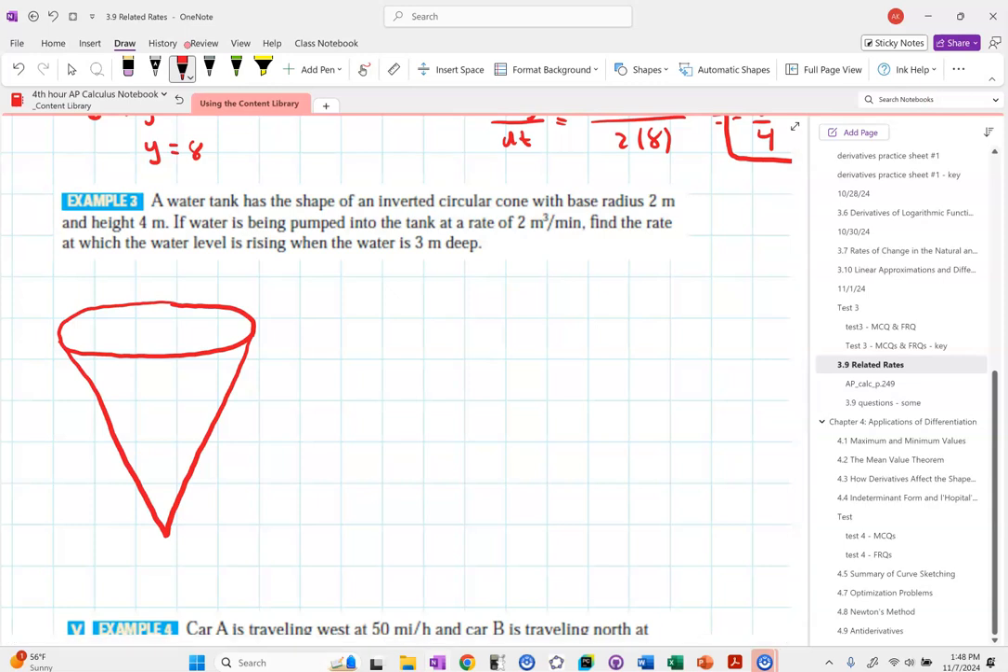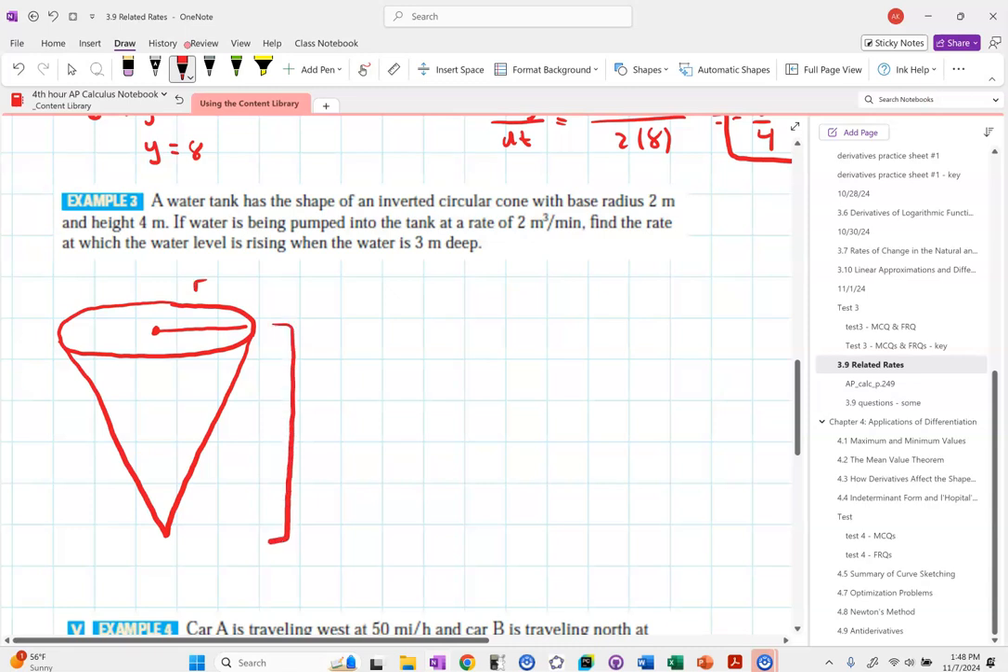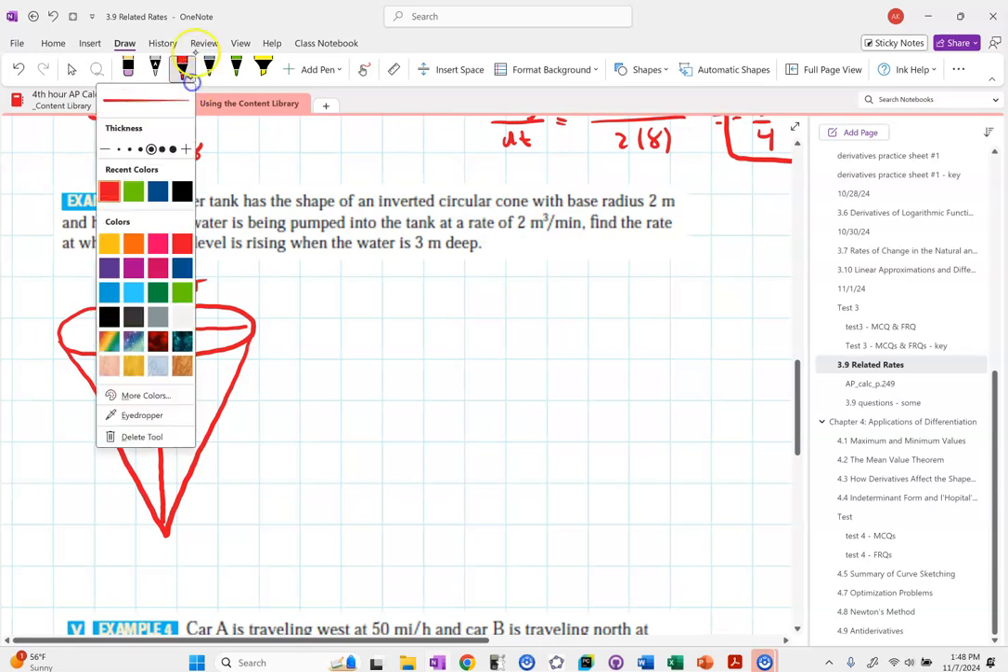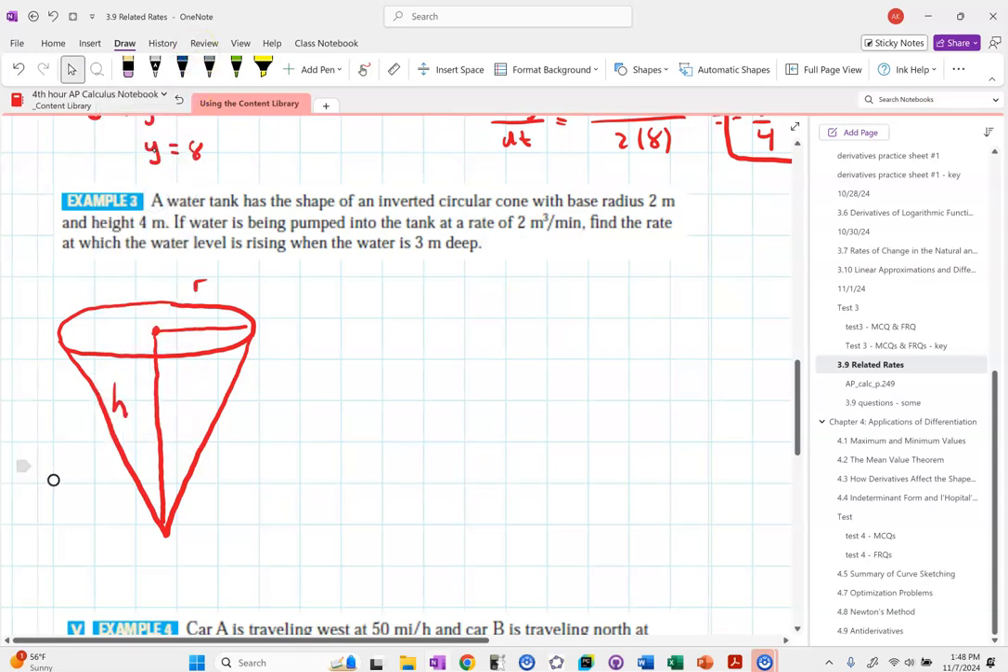So what measurements do we need to describe a cone? Radius and height. Actually, I'm going to write it here. And what's happening to this conical tank? Filling with water, right? So technically, there's a second cone inside of it, right?